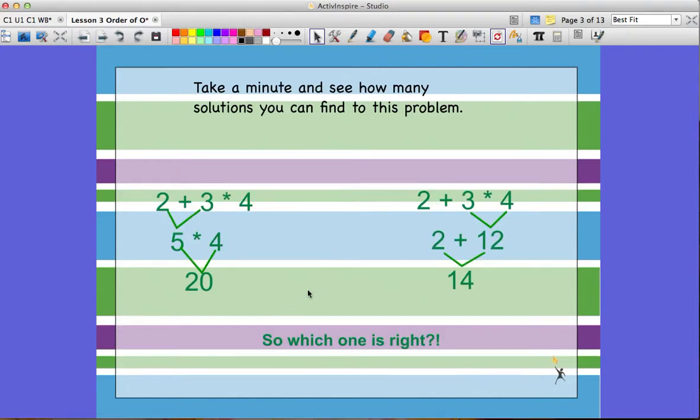Okay, so you'll notice some of us might have found that we could find two different answers. First, if you do 2 plus 3 first, that gives you 5, and then if you take the 5 and multiply it by 4, you get 20. Others could have done 3 times 4 first and gotten 12, and then done 2 plus 12 and gotten 14. You'll notice that these two answers are completely different, so which one of them is correct?